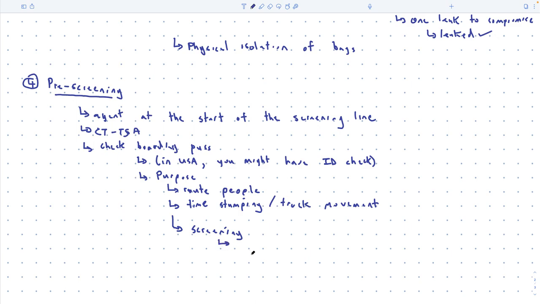Okay, so what they often do, at least in the US, so we don't know, not everything about airport security is public information, but what we know from the US is that they do something like social engineering. They're basically psychologically profiling people. They're trying to see if you are exhibiting any suspicious behaviors.